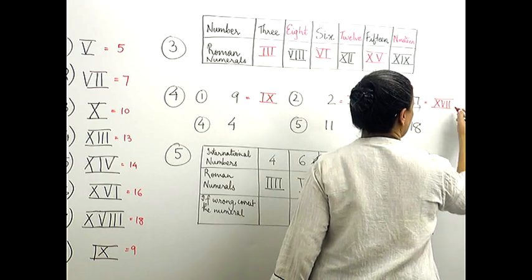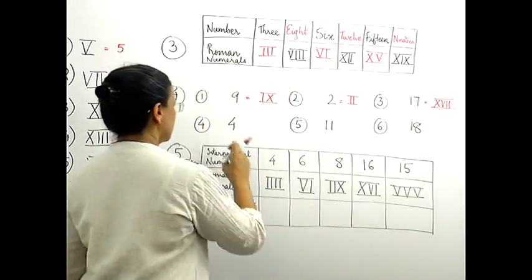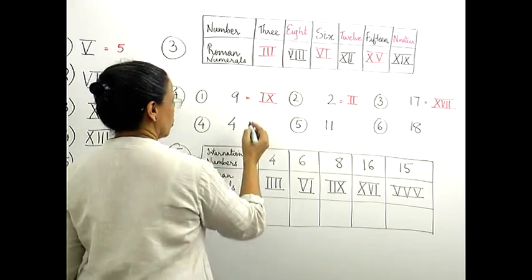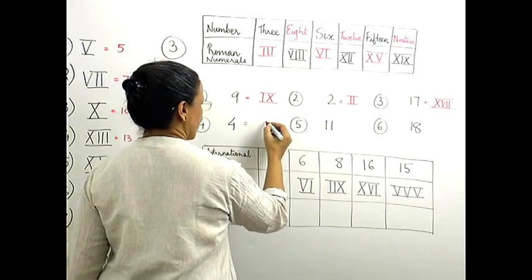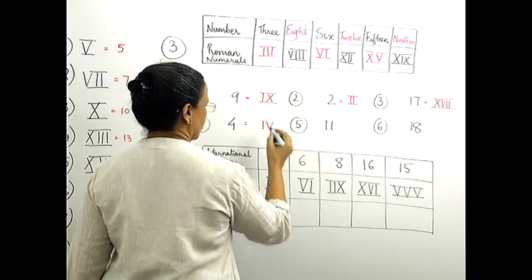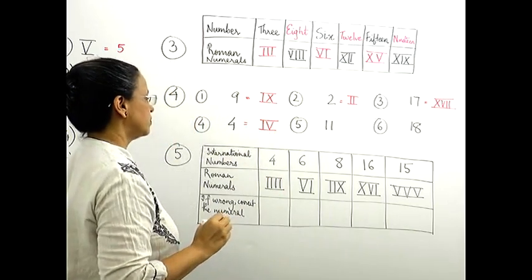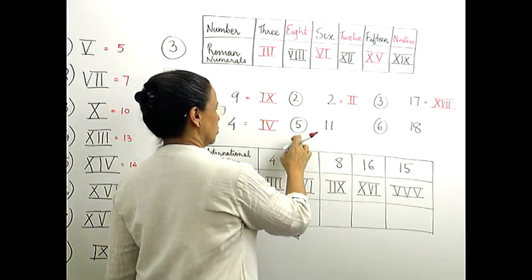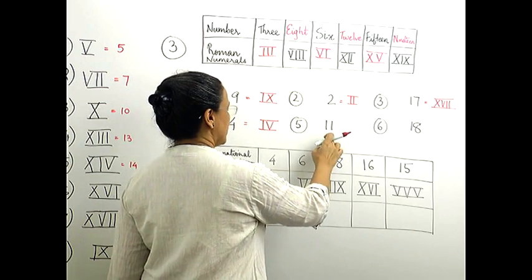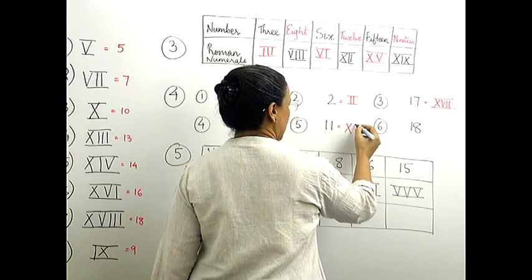So 10 plus 7 will give us 17. Here the number 4, you know that we could not put 4 lines. We had to write 5 and minus 1 from it. Okay? So this was the way that it was written. In the 5th one, we had to write 11. For 11, we write 10 and add 1 to it.